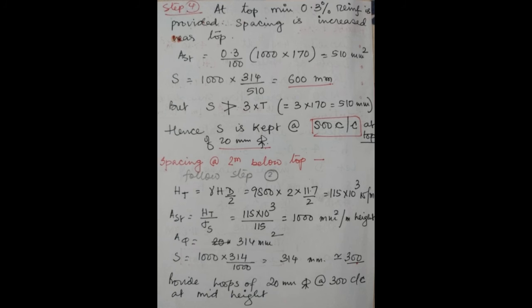So now we have got all the data in a proper way. At the base we are providing 150 center to center. At top we are providing 500 center to center. At mid height we are providing 300 center to center. But the diameter of the bar is the same, that is the 20 millimeter diameter bar. So this completes step number 4.